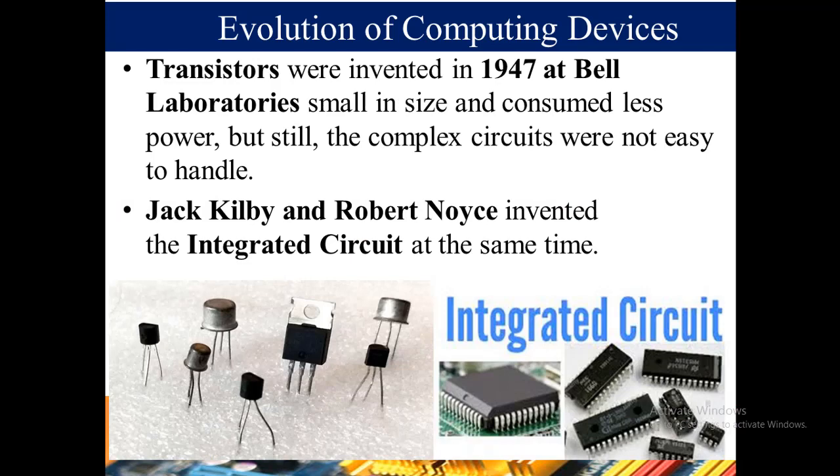Transistors were invented in 1947 at Bell Laboratories. That was a dramatic reduction in size and cost. It was small and consumed less power, but complex circuits were still not easy to handle. At the same time, Jack Kilby and Robert Noyce invented the integrated circuit. Integrated circuits, also known as ICs, are small chips that can function as an amplifier, a timer, a microprocessor, or even computer memory, on which thousands or millions of tiny transistors are placed.